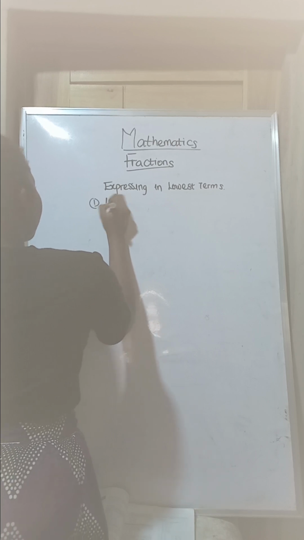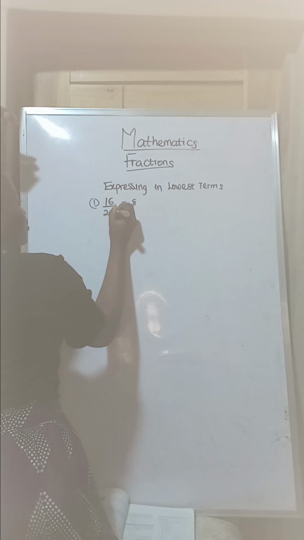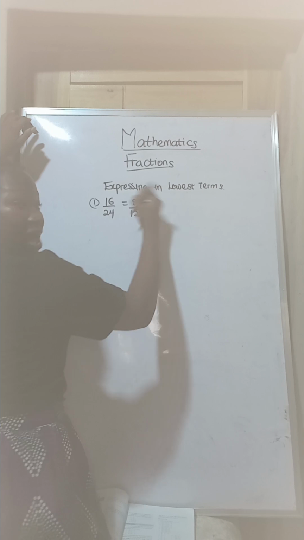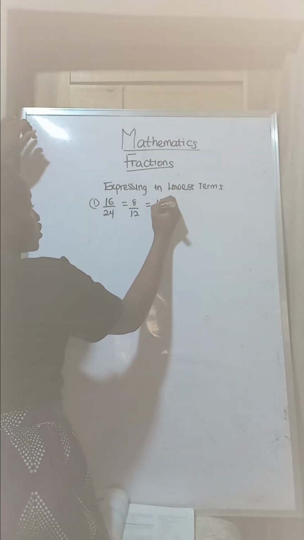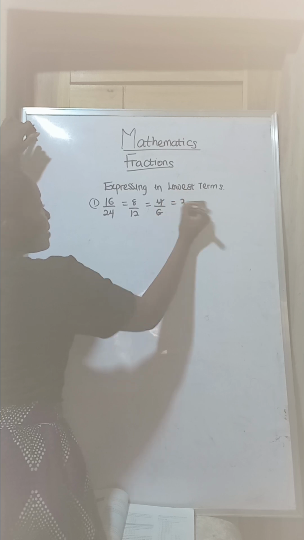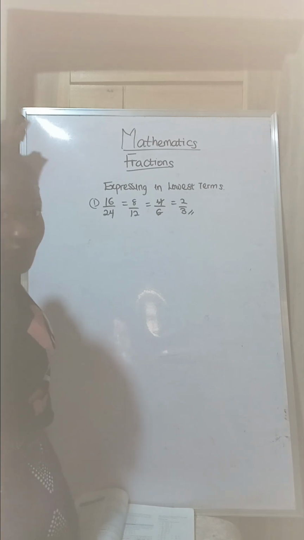Now, we have an example: 16 over 24. So 16 divided by 2 is what? 8. 24 divided by 2 is 12. You see that something can still go in this. 2 can go in it again. 8 divided by 2 is 4. 12 divided by 2 is 6. 2 again: 4 divided by 2 is 2, and 6 divided by 2 is 3. So the answer is what? 2 over 3. Do you understand that?